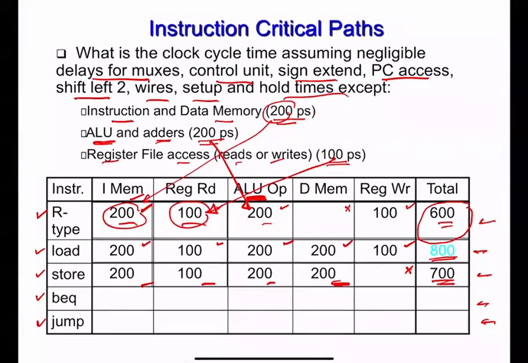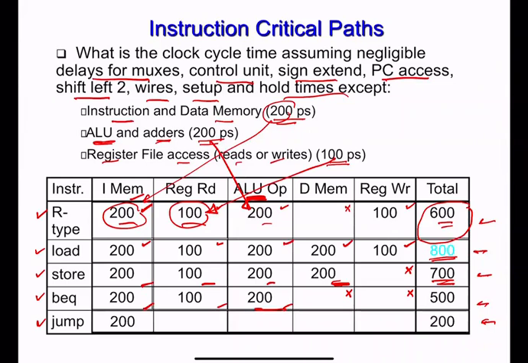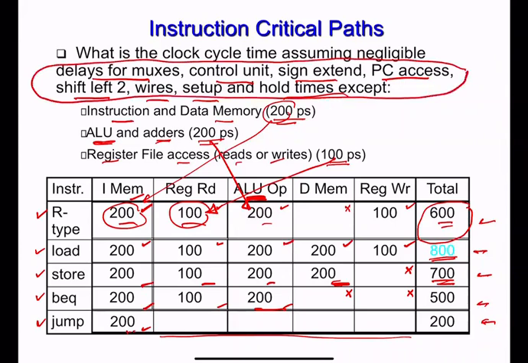With the branch equal, you are accessing the memory, register, ALU, and that's all. You are not accessing the memory, and you are not accessing also the register write. In the jump, you are just accessing the memory, and none of these you are basically dealing with. You have to take into consideration that in this case, we are neglecting all of these kind of operations. Again, this will be 200.